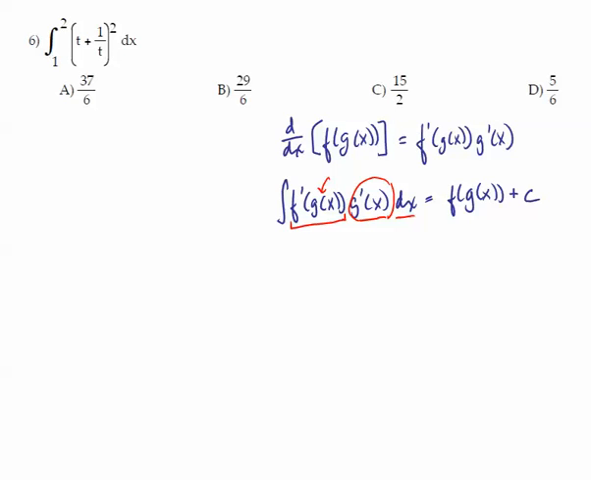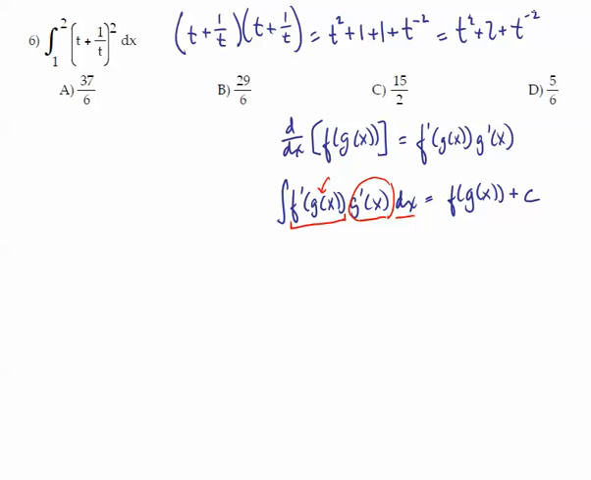So what we're going to do instead in this case, when it's a square, is we can simply expand that out, or multiply out, t plus 1 over t times t plus 1 over t, and that would give us t squared. And then the t times 1 over t is going to be 1. We have two of those. Plus 1 over t squared, which I'll write as t to the negative second power. So we have t squared plus 2 plus t to the negative second power.